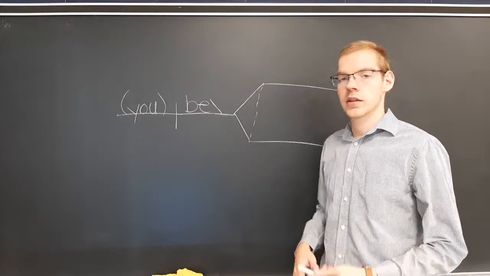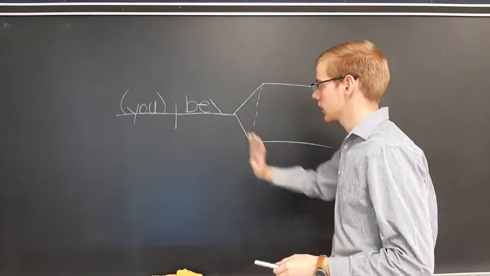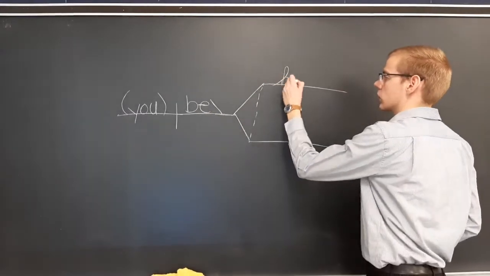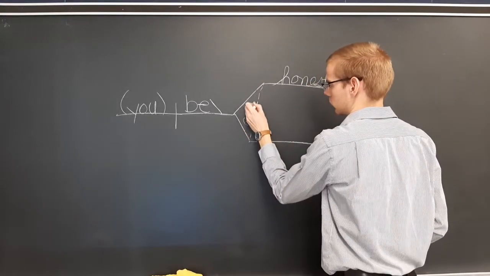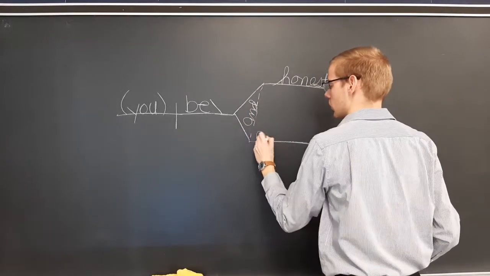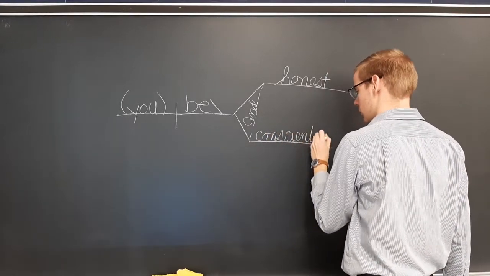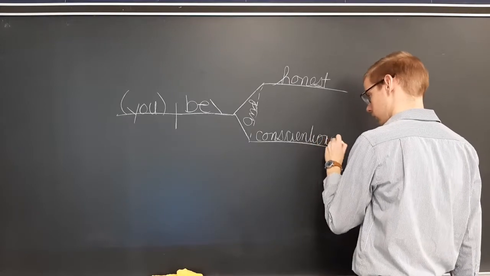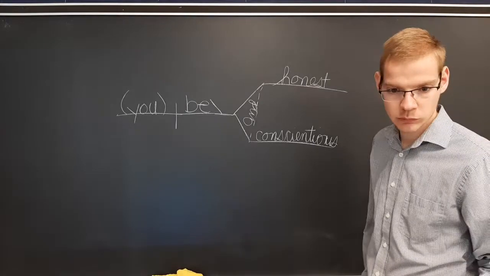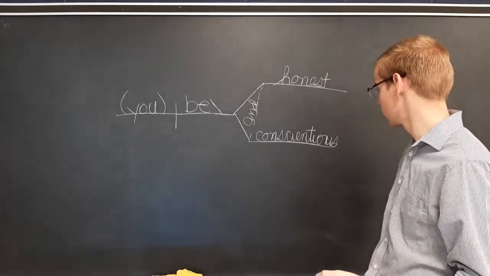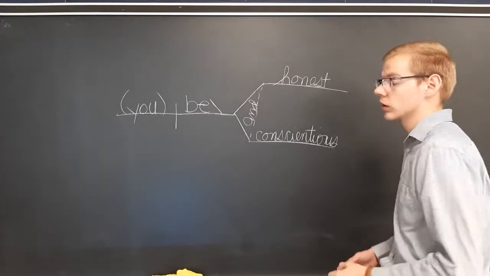Be is a linking verb, therefore you have to have a slanted line. Honest. And conscientious. Hope I spelled that right. Yes.